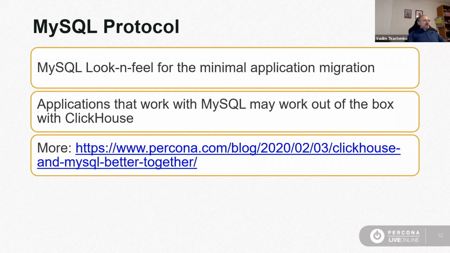So the MySQL Protocol allows you to achieve a MySQL look and feel, which would allow very minimal application migration, just to switch to this hybrid deployment between MySQL and ClickHouse. And if you're lucky enough, an application that works with MySQL might work out of the box with ClickHouse. There are more details about that in my blog post, ClickHouse and MySQL better together.